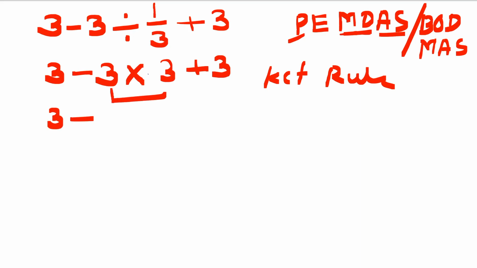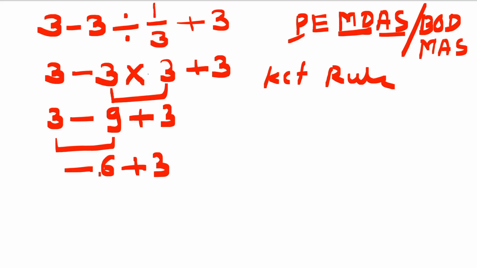3 minus, then we do multiplication and division. Multiplication: 3 into 3 is 9, so minus 9 and plus 3. Here 3 minus 9 and 9 plus 3 have the same priority. So 3 minus 9 is equal to minus 6, the greater number's sign, then plus 3, and minus 6 plus 3 gives the answer minus 3. So the final answer of this expression is minus 3.